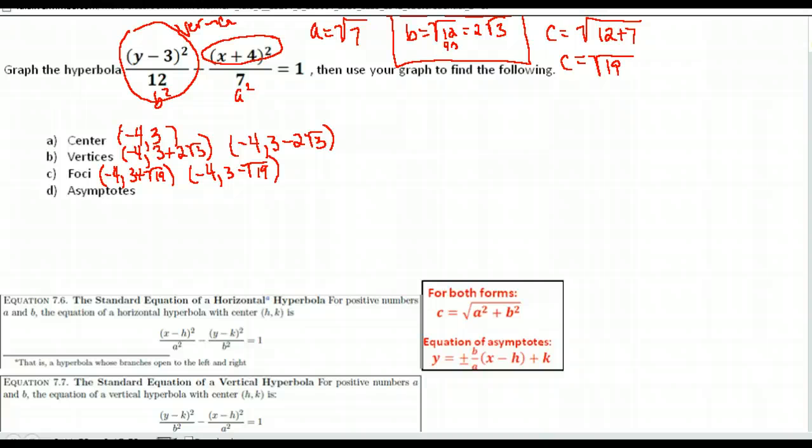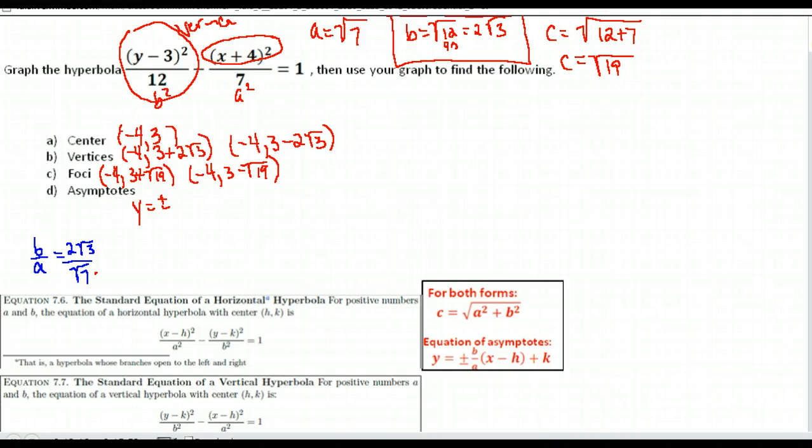Now I could go ahead and find the equation of my asymptotes without doing anything else, because I know that it's plus or minus b over a. b over a I can tell is going to need some simplification, so I'm going to do that first over to the side. b over a is going to give me 2 root 3 over root 7. You cannot have a radical in the denominator of a fraction. It's not considered to be simplified.